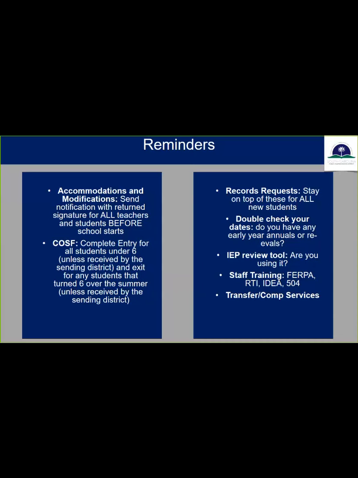For COSEF, Child Outcome Summary Form, make sure all your little kids that are moving in, if they're under 6 or around 6, maybe turned 6 over the summer, make sure that you're requesting the COSEF from their sending district. So if they're under 6, you need to complete an entry form unless they came with one. And if they turn 6 over summer or just right around the beginning of the school year, make sure that you do an exit form unless the sending district sent you one. You can also request those because sometimes they forget to send them. But that will really help us next spring when we're going through our Child Outcome Summary report, and I won't have to come back to you and ask you to get those documents together.